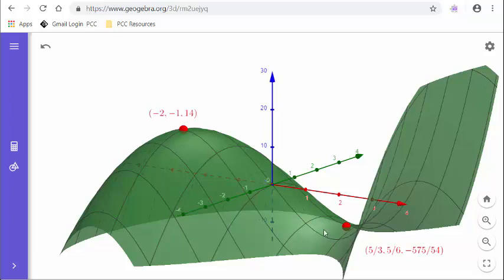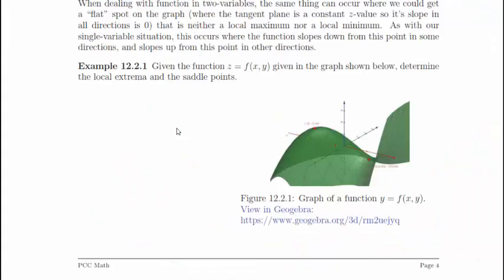So there we have a saddle point whose z value is negative 575 over 54, and it occurs when x is 5/3 and y is 5/6. Over on the left, we have the top of a hill. We have a point on the top of the hill whose z value is 14, the x value is negative 2, and the y value is negative 1. So I can say that I have a local maximum of 14 when x is negative 2 and y is negative 1. So that's what we want to say here.